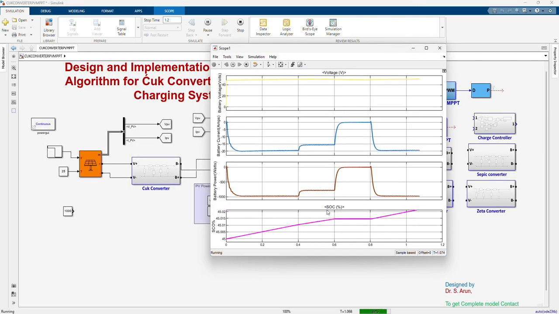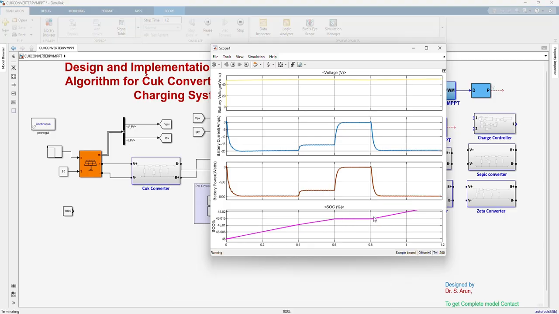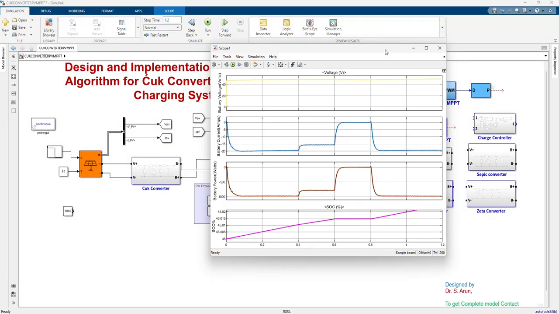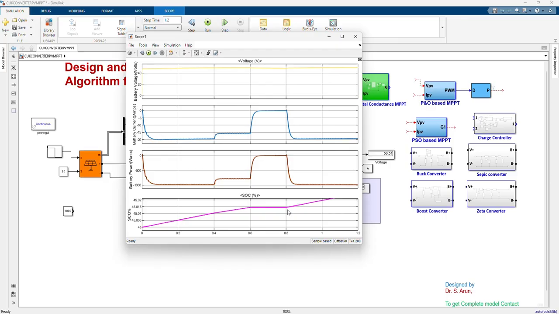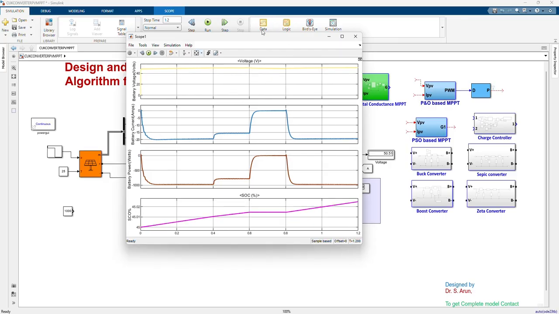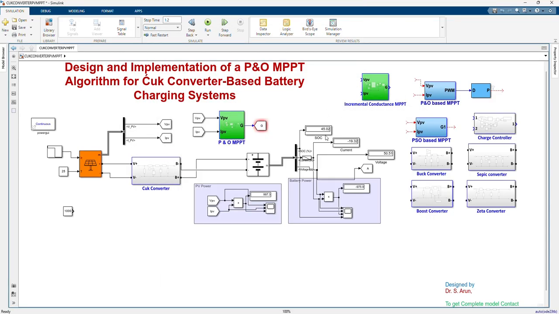In the fourth waveform you can see the state of charge. When the battery is charging, the state of charge will increase. When there is no charging, the state of charge will be maintained constant at that level. When the battery is discharging, the state of charge will reduce. So this is a study of a battery charging system. We successfully designed and simulated the P&O based MPPT controller for the Cuk converter for battery efficiency.